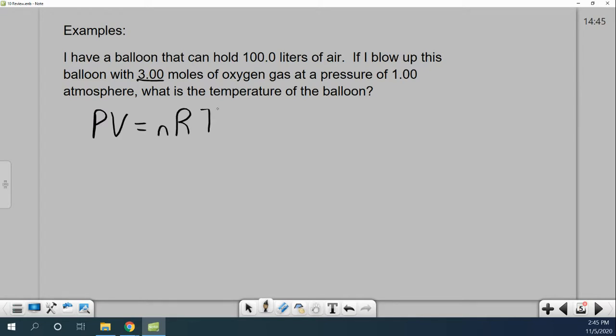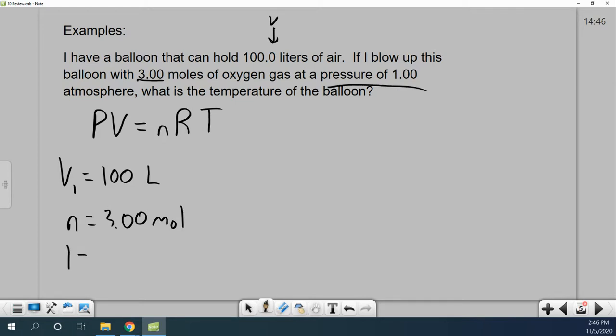Now I'm going to start with PV equals nRT because I can see that I've got volume. I can see that I've got moles. What else do I got? I got pressure, 1 atmosphere, which is 101.3 kPa, because I can't use atmospheres in my ideal gas law. What else do I know? Nothing. That's pressure. I need to find out the temperature.